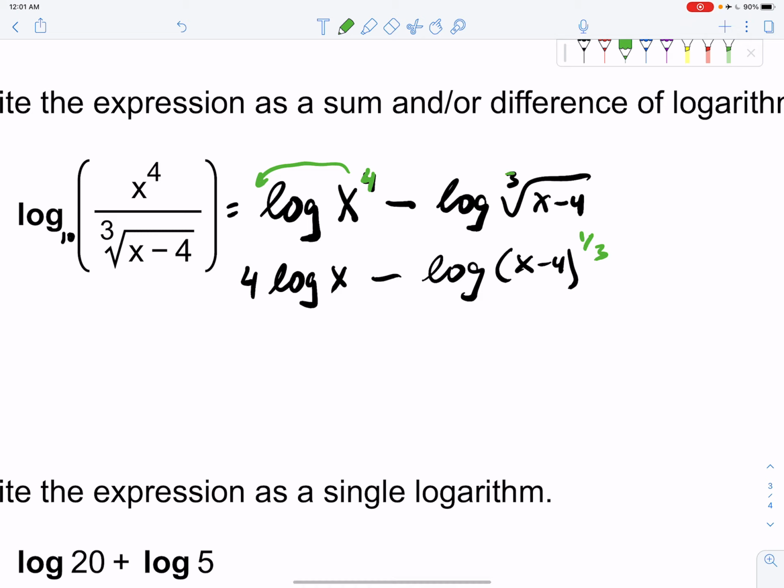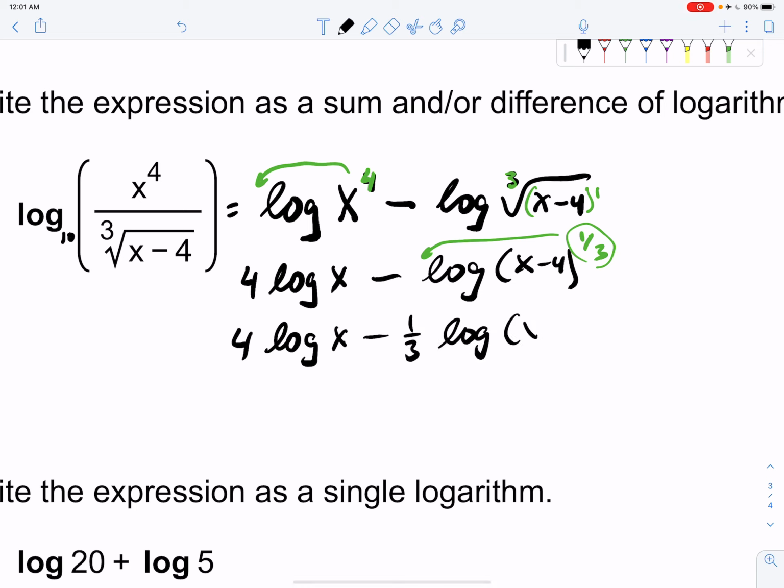Once again, how do we get that? Remember from way back when, the numerator is the exponent, the index is the denominator. And because it is an exponent, it can be written out in front as a product. We've got an answer: 4 log of x minus 1/3 log of x minus 4.